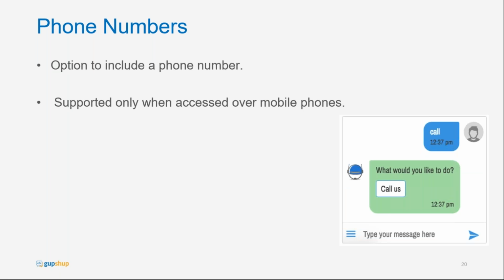Also the phone number feature, where you can include the phone number directly into the callers option. Now this only works when the user is accessing the bot through their mobile phone. When they're using it on their phone through the widget, it actually opens up the dialer pad of the mobile phone, and the user can directly make a call through that.